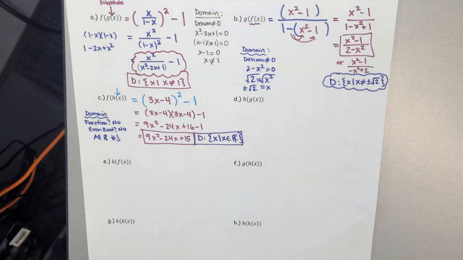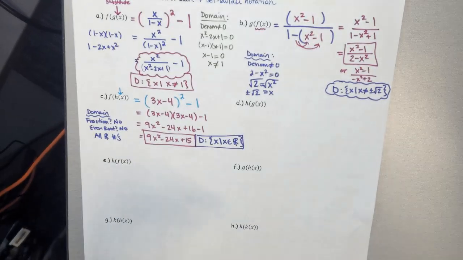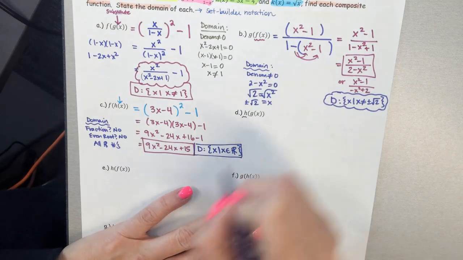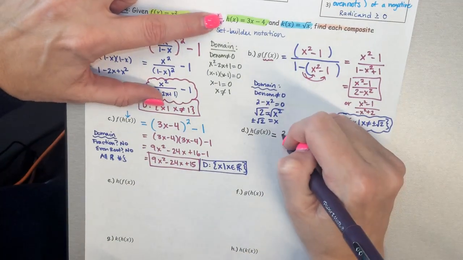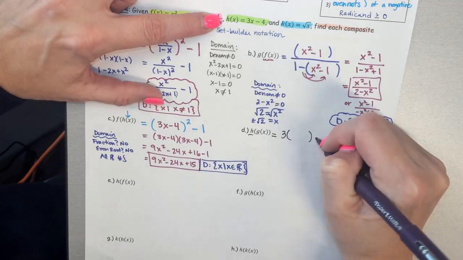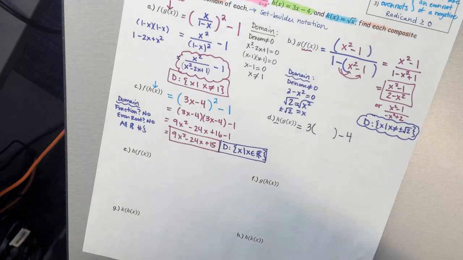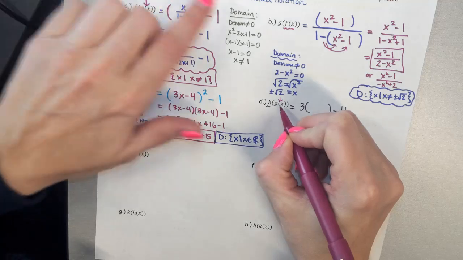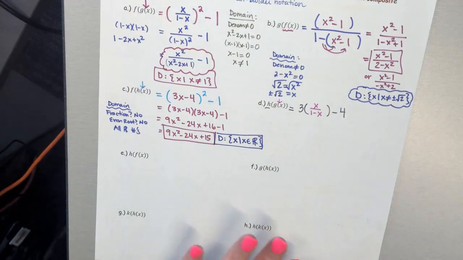So for your h of g of x, we left off here. The outside is what you are plugging it into. g of x is what you're plugging in. So if you start with your h of x, it's 3x minus 4. That's how I would start it, and then you can do your plug-in. What you're plugging in is the g of x, so you're plugging in x over 1 minus x.